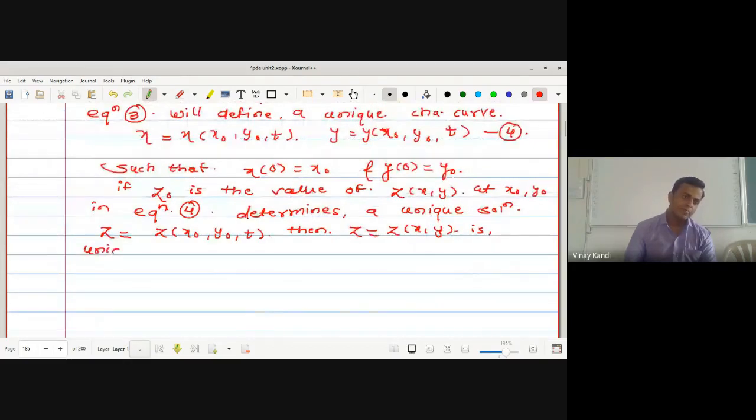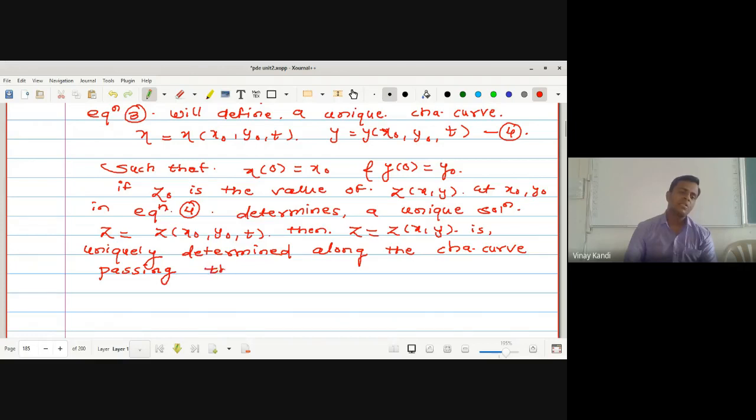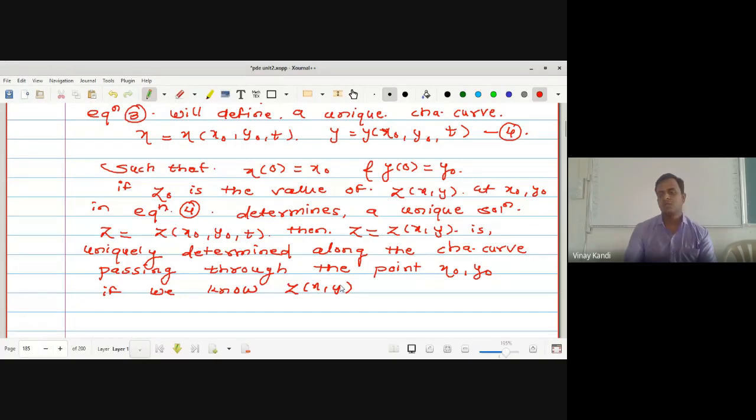It is uniquely determined along the characteristic curve passing through the point x naught, y naught. If we know z as a function of x, y, that is the surface, at the point x naught and y naught. After taking the example, you will know this very well. Look at the example.